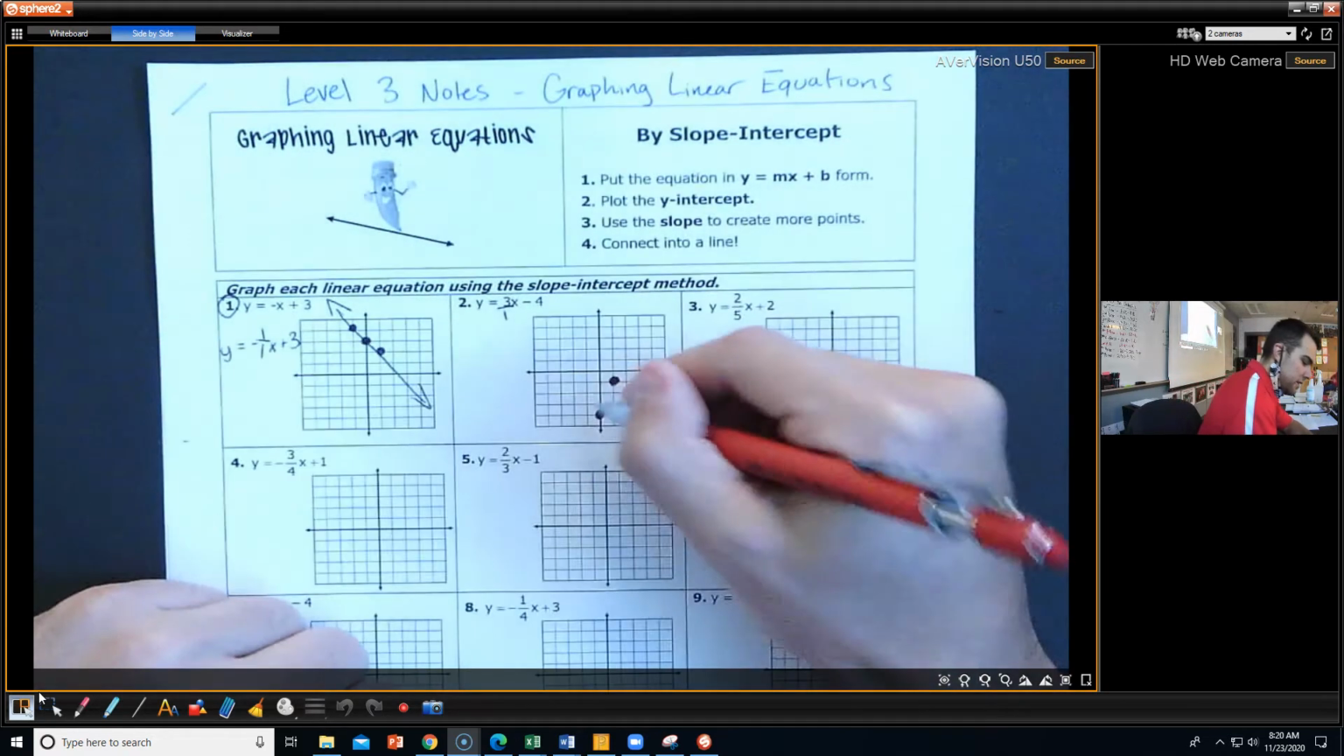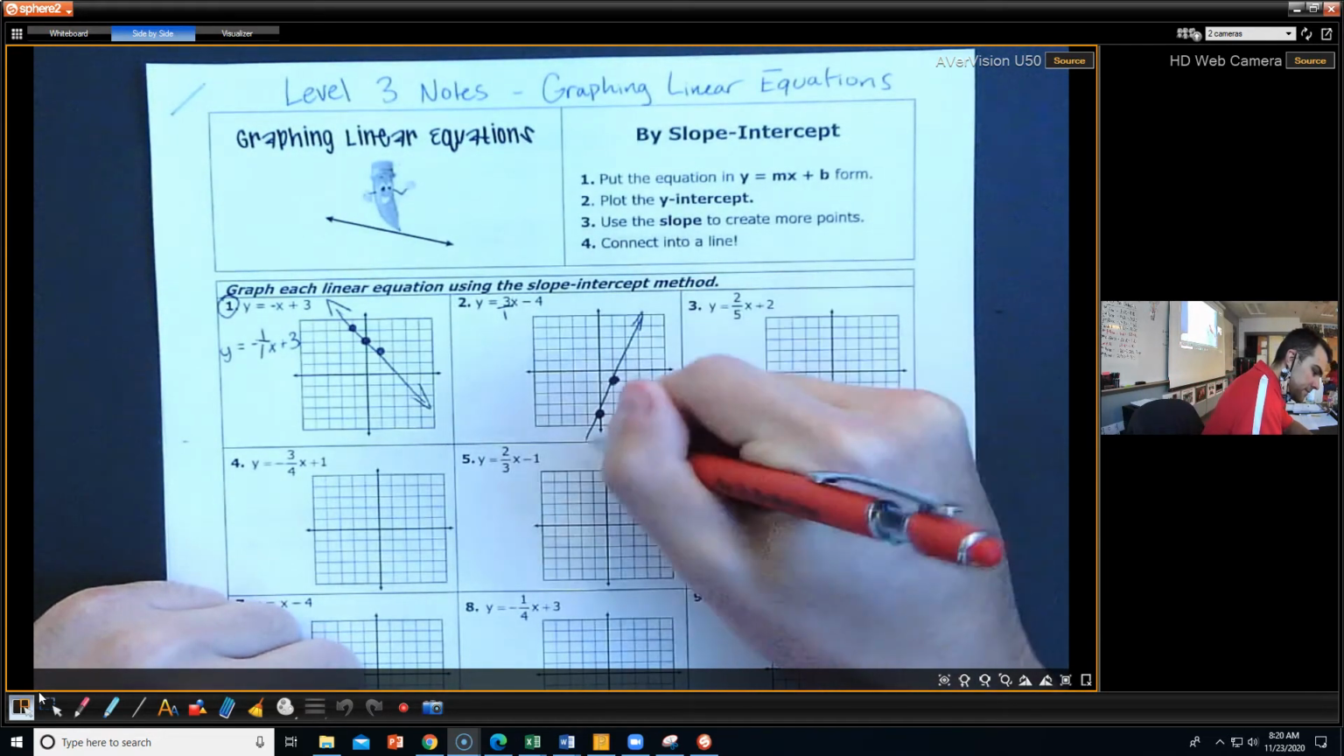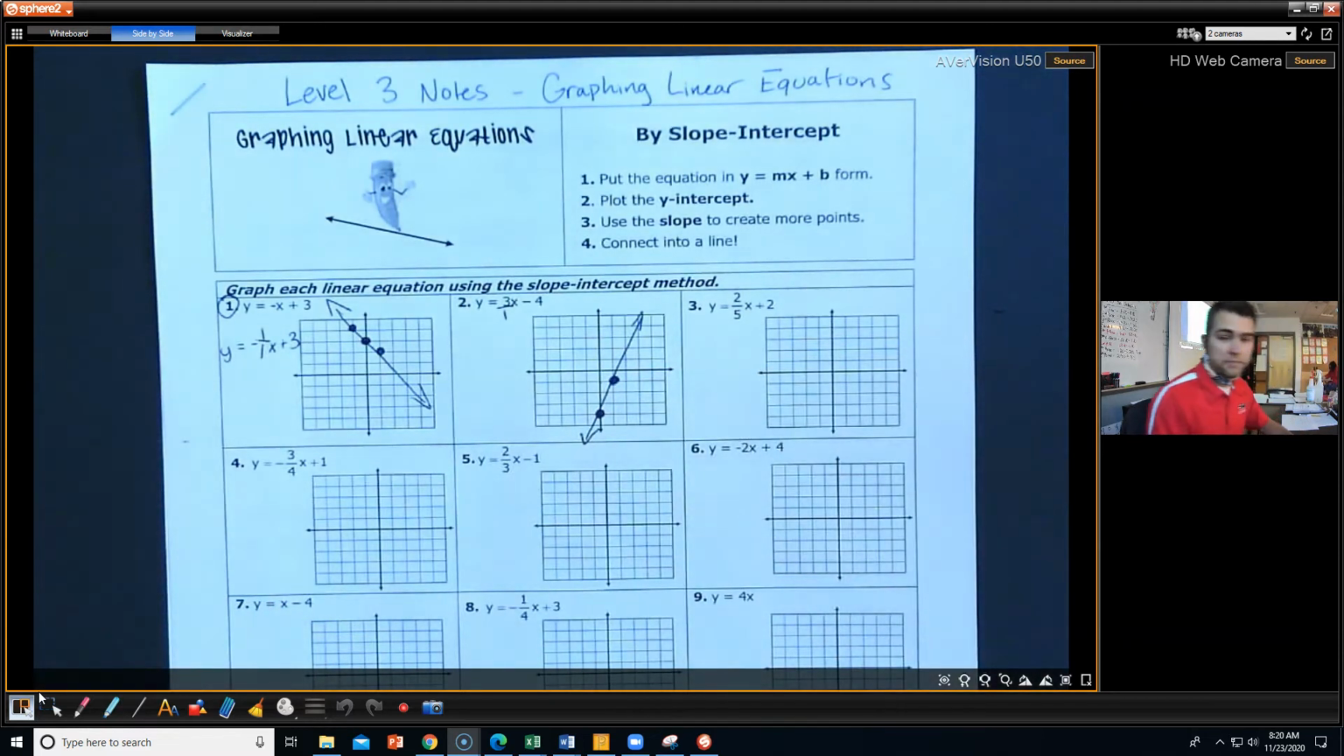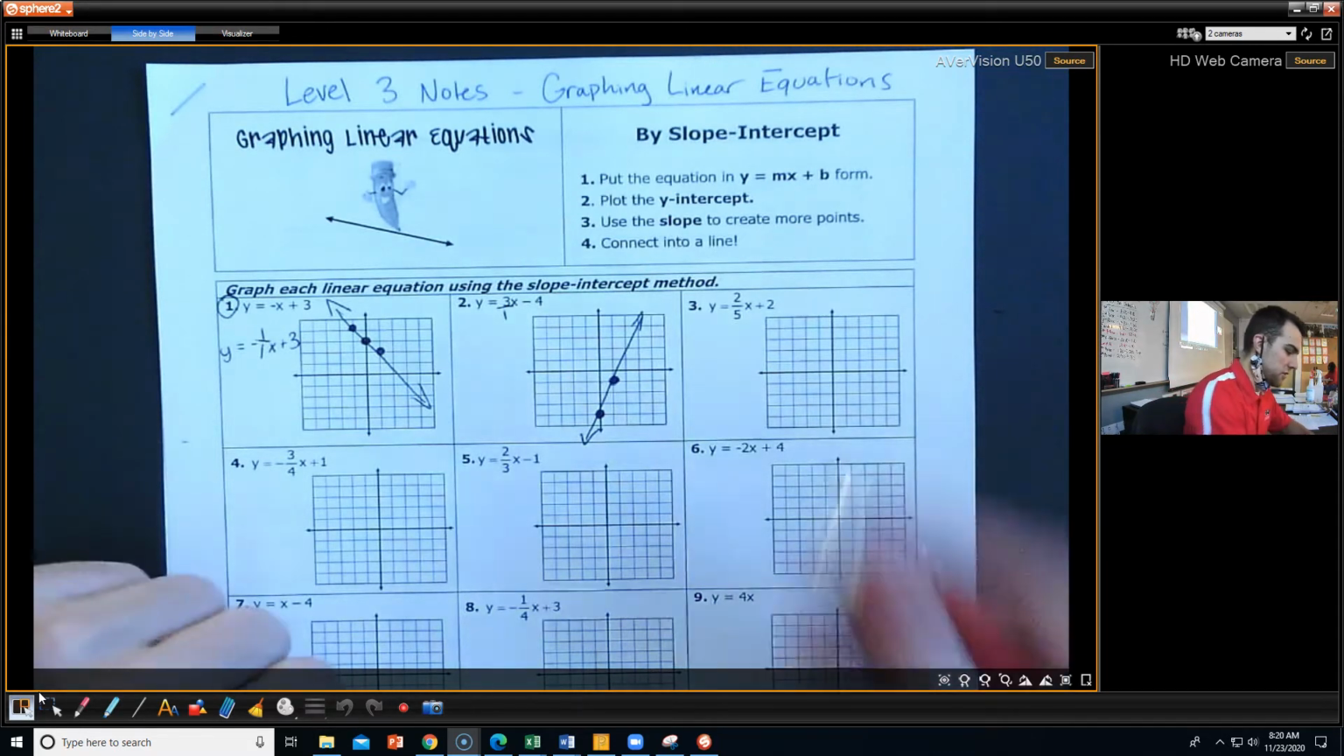And then all I need to do is connect my line. Okay? That's all there is to it. You just need the 2 points to actually generate that line, and you should be good to go from there. Okay? Let's do one more to kind of illustrate this, and I'm going to give you guys a chance to do one on your own. Let's look at number 3.